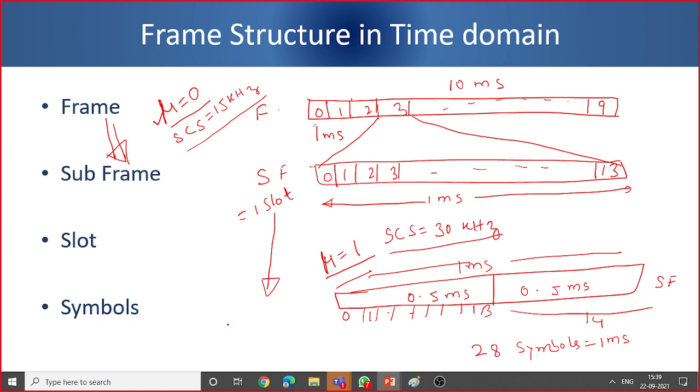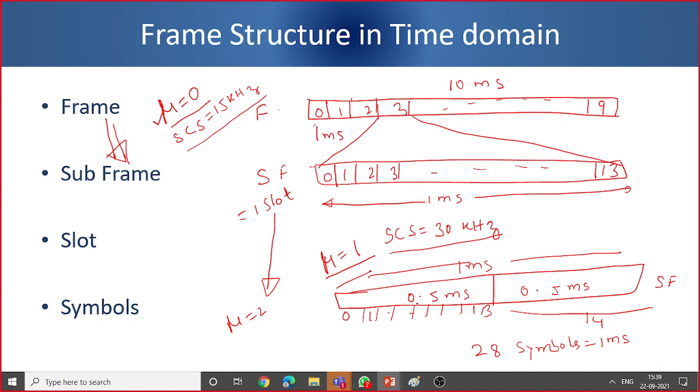If you go to numerology 2, it will again double, meaning my slot size will become 0.25. If you go to numerology 3, the slot duration will again become half, and every slot will have 14 symbols. So what we are able to do is pack more data, double the data from the previous numerology within the same time duration.